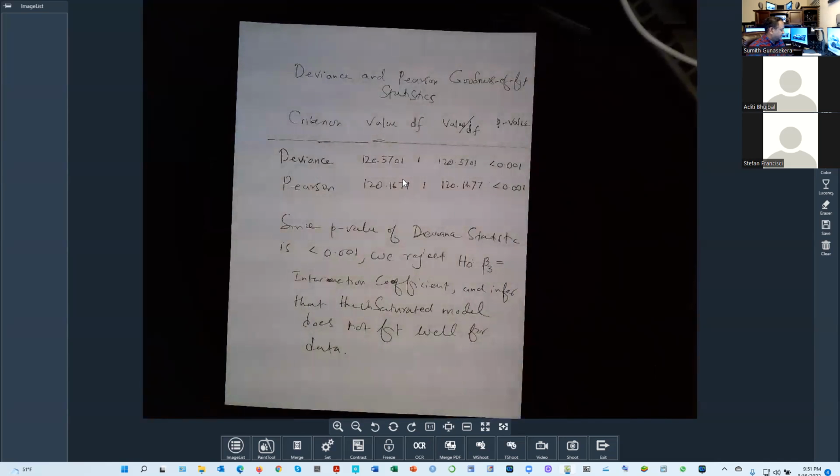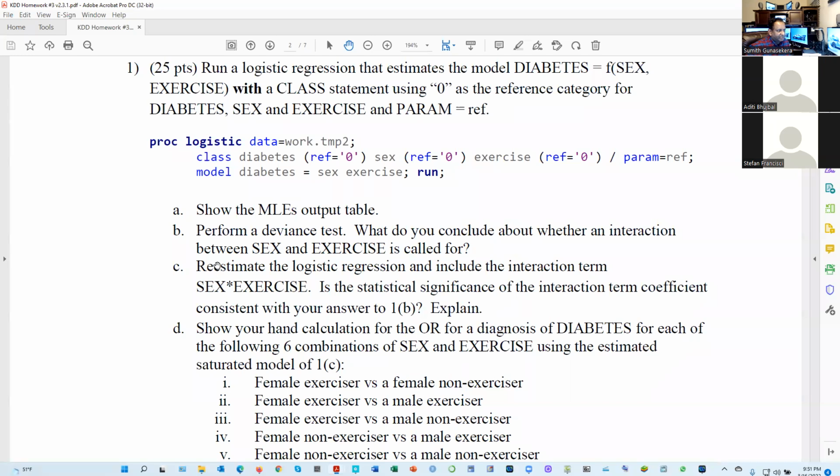Because of that, it's not going to fit very well. That's the discussion we have to build up. That's why they're asking to perform a deviance test. What do you conclude about whether an interaction between sex and exercise is called for? Do we really need that one? Yes, we can call for an interaction term between these two, and re-estimate the logistic regression including the interaction term. Then we included it and ran again.